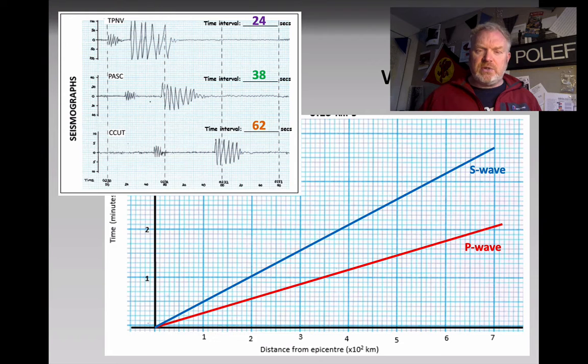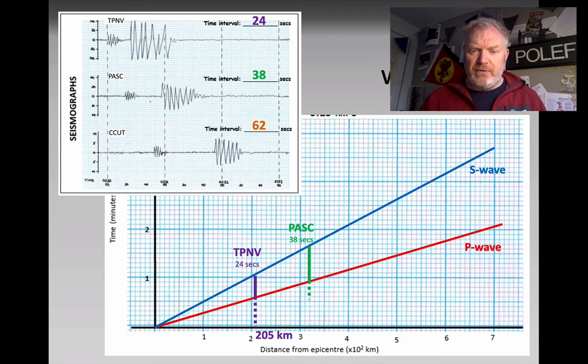If I take those times and put them on the P and S wave graph, Tonopah there, that 24-second gap fits in about there. And that's a distance of about 205 kilometres from the epicentre. There or thereabouts. For Pasadena, at 38 seconds, we're a bit further away because the gap is bigger.